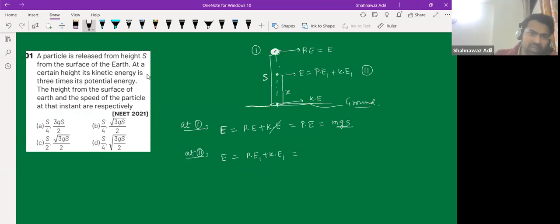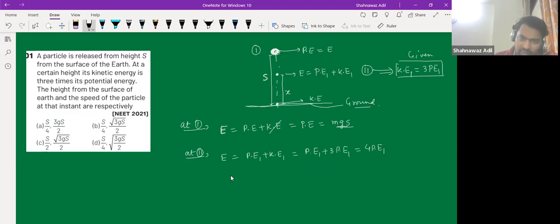It is given that at a certain height, its kinetic energy is three times its potential energy, right? So its kinetic energy at this point, let's say kinetic energy 1, is three times the potential energy 1. Clear? This is given. So what we can write here is PE1 plus 3PE1. So this would be 4PE1.